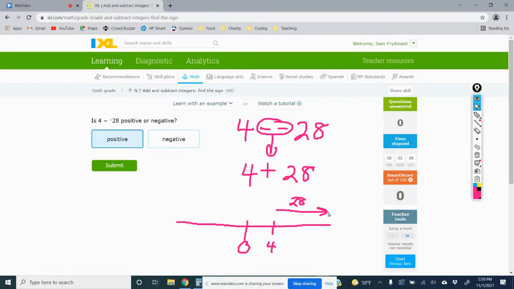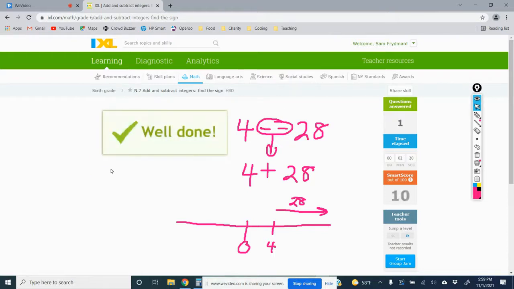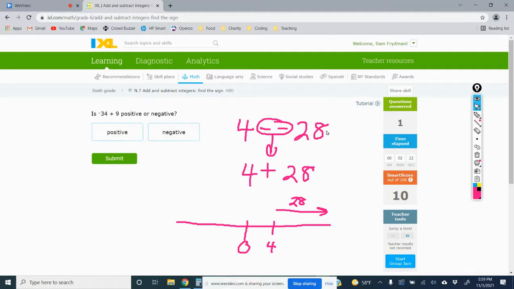Even if you don't know exactly where you would end up, you could still reason that you would end up in positive territory. Of course, this one would be positive 32, but we don't even need to know that. We just need to know if it's positive or negative.